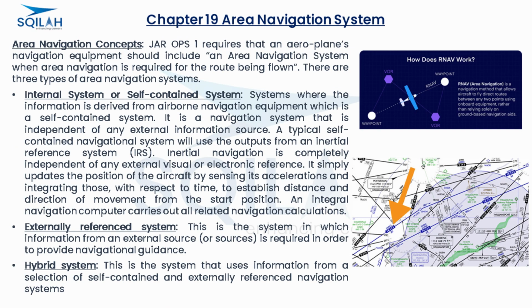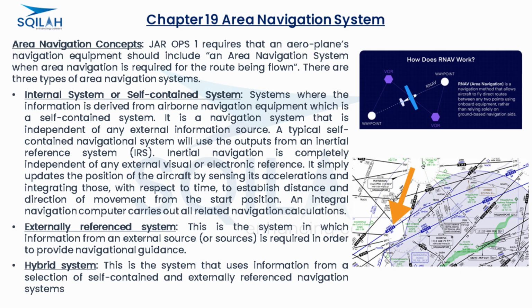Area navigation concepts. JAR OPS 1 requires that an aeroplane's navigation equipment should include an area navigation system when area navigation is required for the route being flown. There are three types of area navigation systems. Internal system or self-contained system: systems where the information is derived from airborne navigation equipment. It is a navigation system that is independent of any external information source.